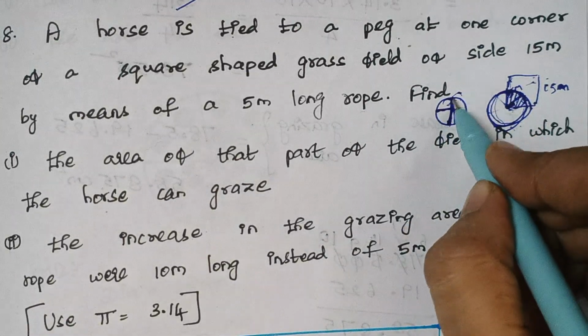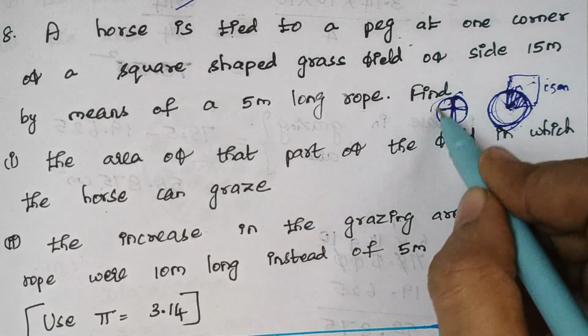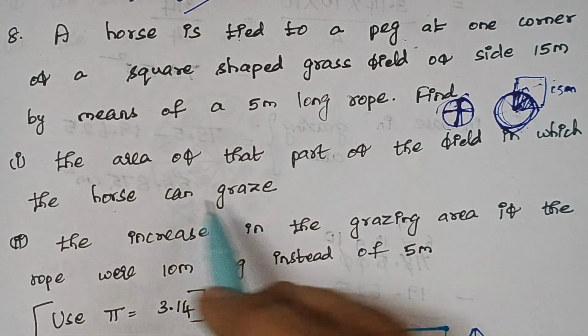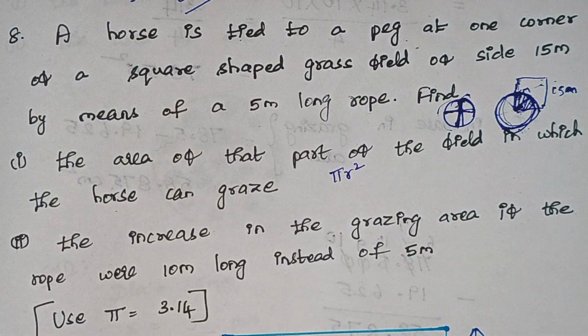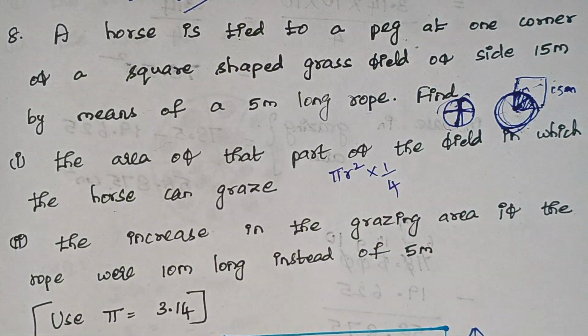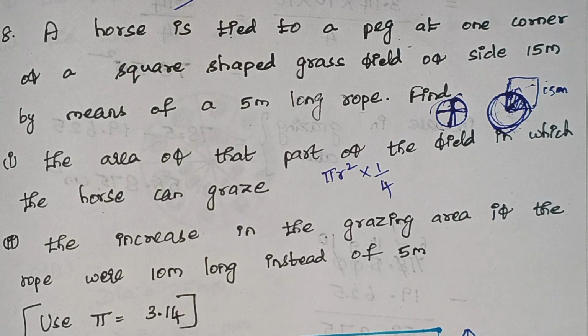So here the horse is grazing only this part of the field, which is nothing but a quadrant of a circle. So how to find this quadrant? So the area of a circle is given by pi r square, and if you want to find the quadrant, you have to just divide it by 4, right. Can you understand the question? Yes.